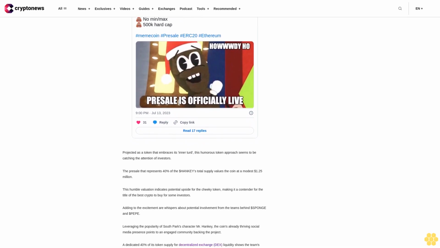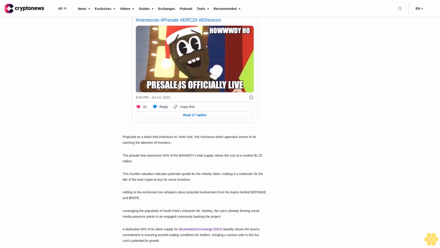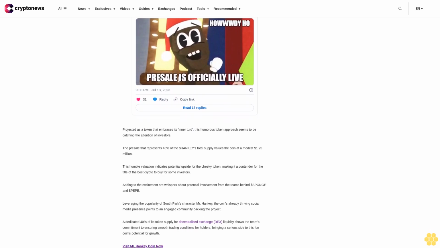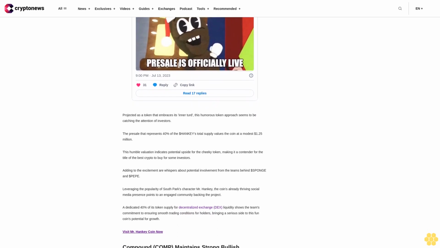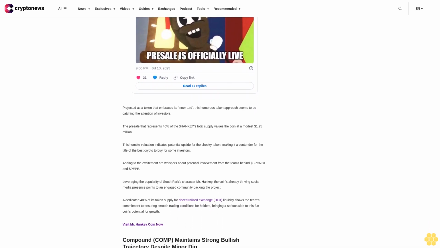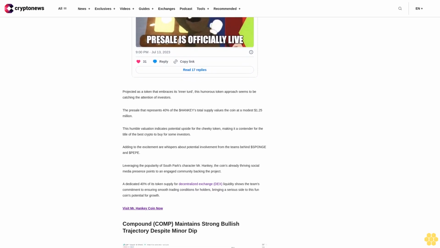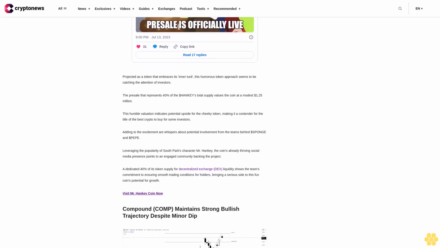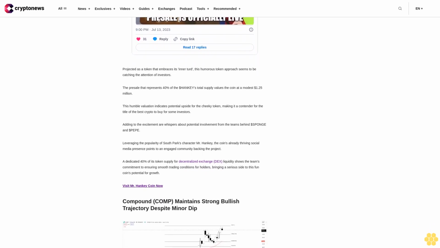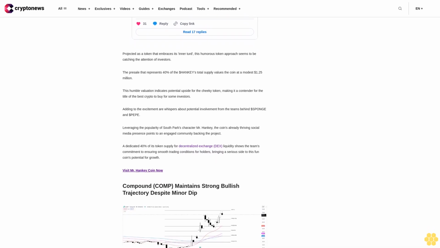This new meme coin, Dollar Hankey, distinguishes itself from the pack by boldly embracing its shitcoin identity. Projected as a token that embraces its inner turd, this humorous token approach seems to be catching the attention of investors. The presale that represents 40% of the Dollar Hankey total supply values the coin at a modest $1.25 million. This humble valuation indicates potential upside for the cheeky token, making it a contender for the title of the best crypto to buy for some investors.